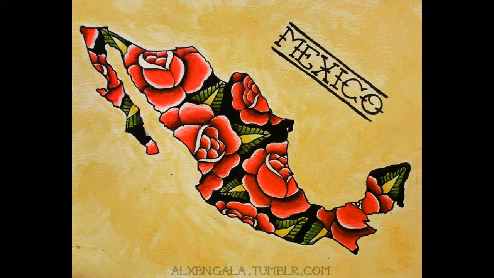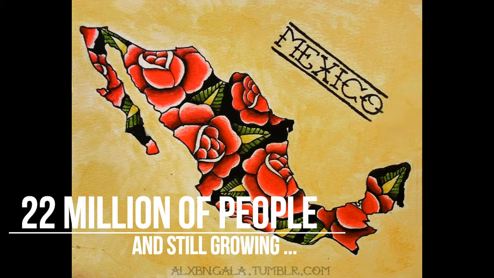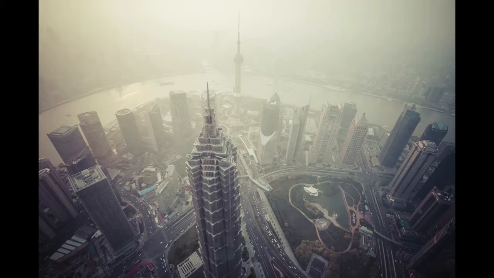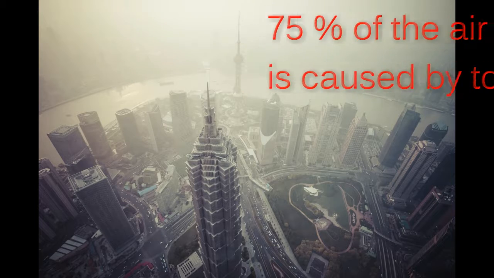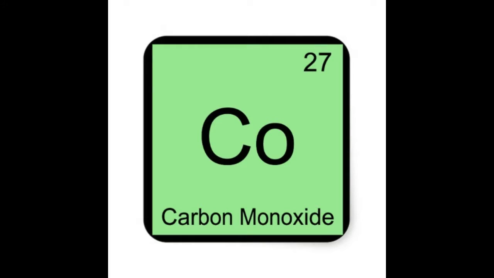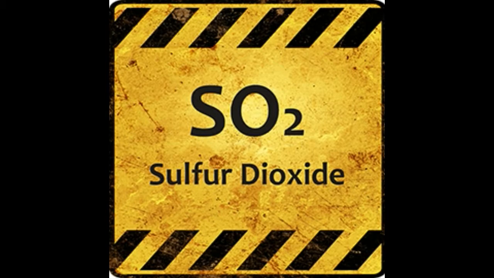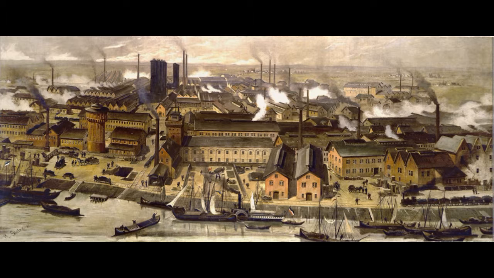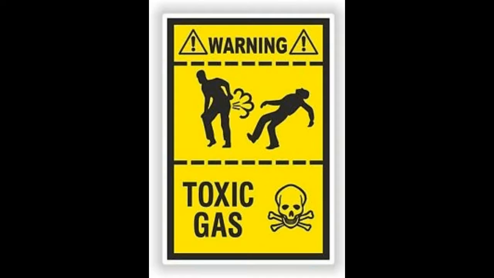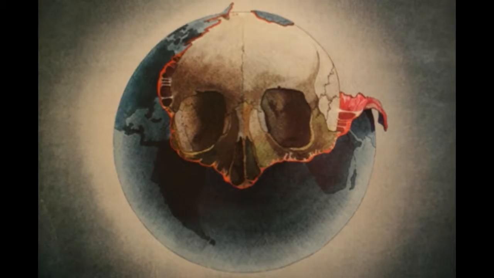Mexico is constantly overcrowded, with a population of 22 million people and growing. The large human population without doubt contributes to a large number of vehicles for transport. About 75% of the air pollution is caused by toxic gases such as carbon monoxide and sulfur dioxide, which are emitted by the vehicles. And then we have rapid industrialization, which also causes an increase in toxic gas emissions, further worsening the air pollution problem.